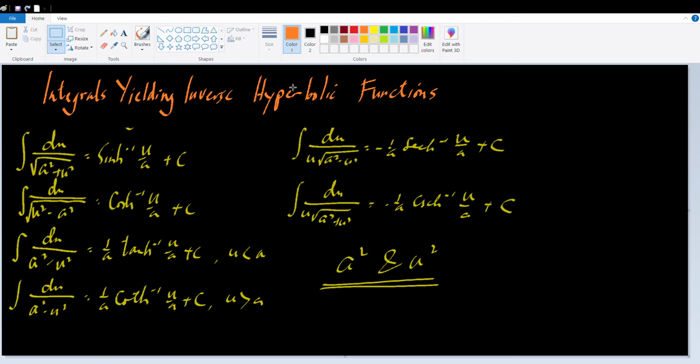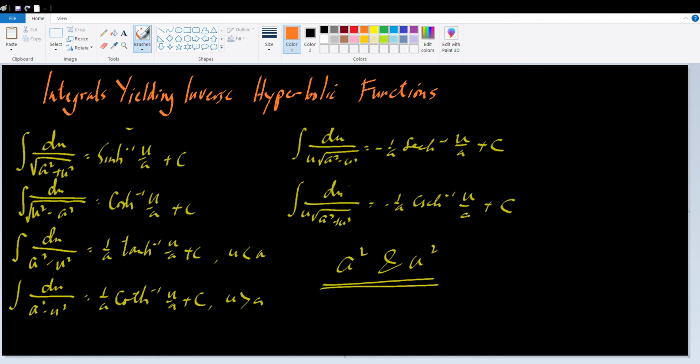The integral of du over a squared minus u squared is equal to 1 over a inverse hyperbolic tangent of u over a plus c, where u is less than a. Next, the integral of du over a squared minus u squared is 1 over a inverse hyperbolic cotangent of u over a plus c. Now, u is greater than a.